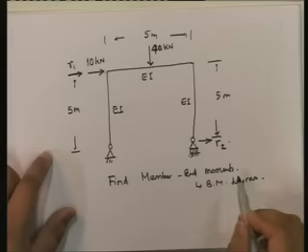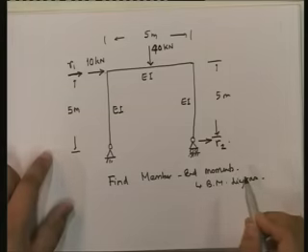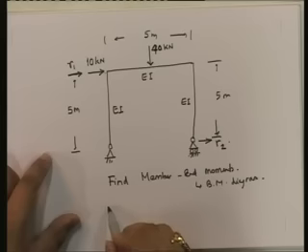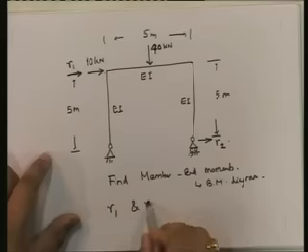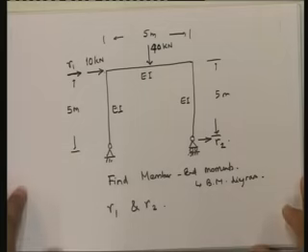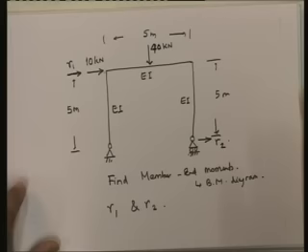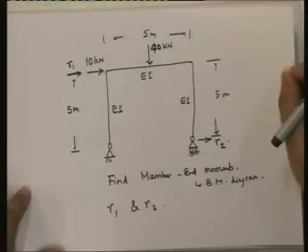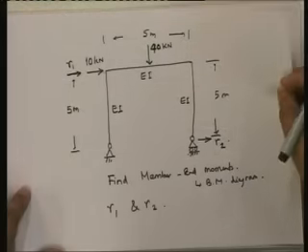And what else? R1 and R2, the values of R1 and R2. So this is my problem statement. Now I have to understand how I am going to go about this. And look at this, and you will see that this is essentially a statically determinate structure. So let us see how we are going to go about it.